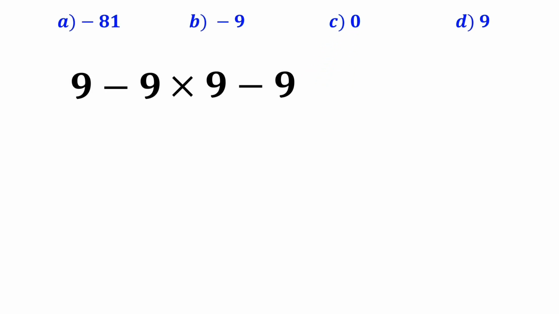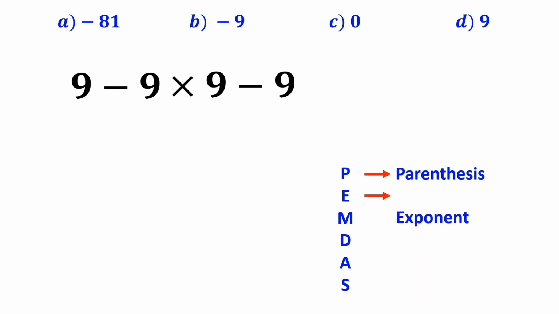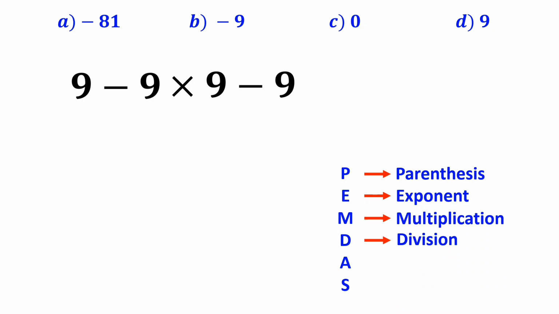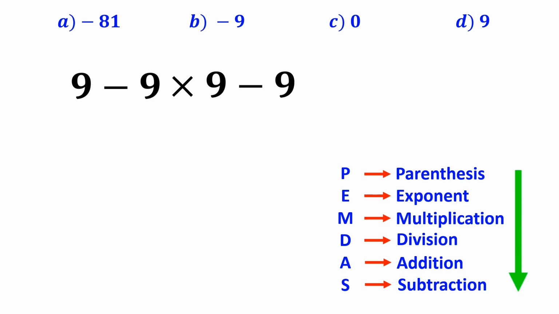Now let me show you how to solve this expression properly. To solve this question, we need to follow the PEMDAS rule. In this rule, P stands for parenthesis, E stands for exponent, M stands for multiplication, D stands for division, A stands for addition, and S stands for subtraction. We have to follow the order of operations I told you, step by step from top to bottom.